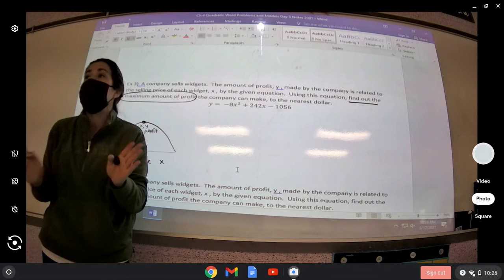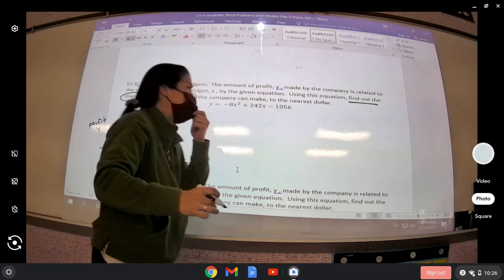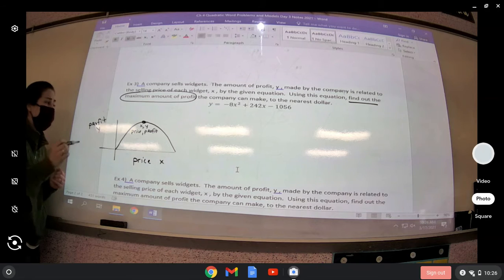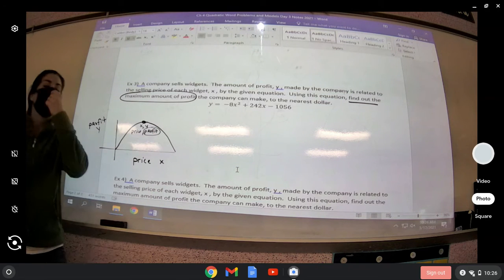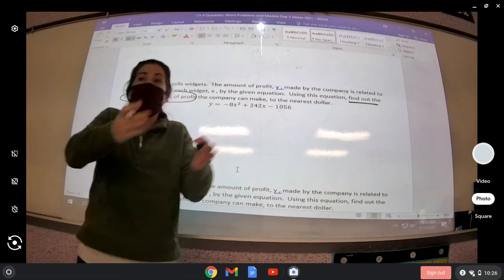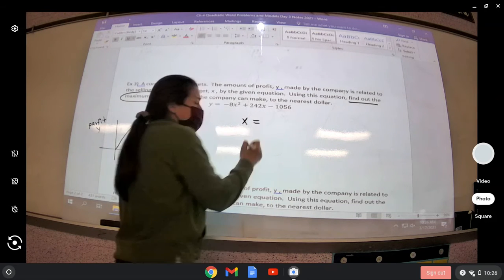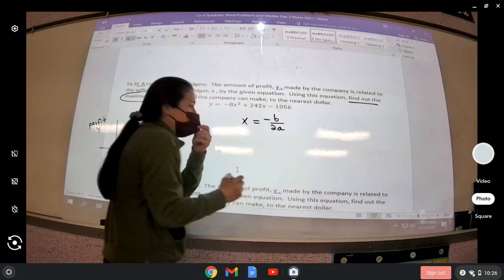So guys, they didn't ask us to find price here. They asked us to find the maximum amount of profit and round your answer to the nearest dollar. Well, guys, if they want us to find the max profit, that is the y coordinate of our vertex. But like I said, you really can't get to the y coordinate until you find that x coordinate. So we're still going to have to find that perfect price, that x value.